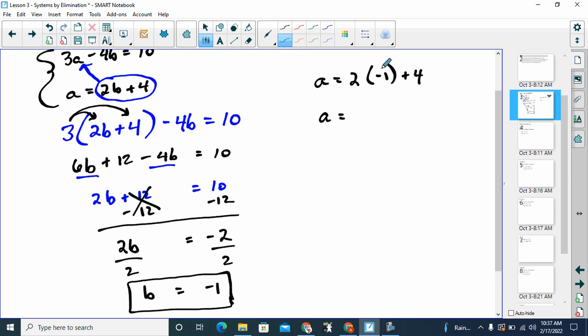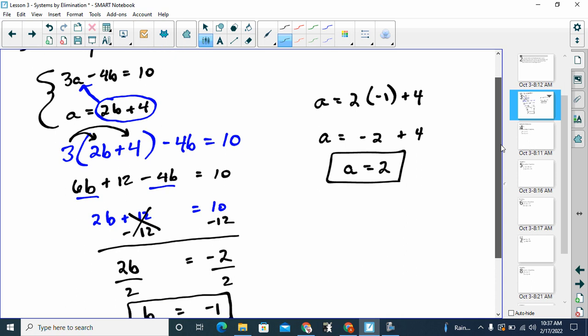Order of operations, we multiply and then add. So I'm going to do 2 times negative 1. Negative 2 plus 4 gives me a equals 2. That is my solution. A equals 2, b equals negative 1. That solution, if I plug it in for a and b into both equations, it's going to make both equations true.